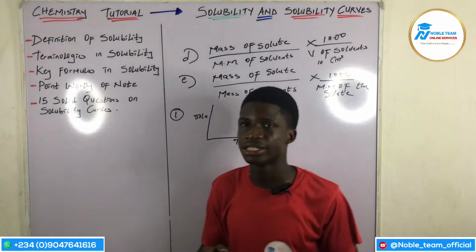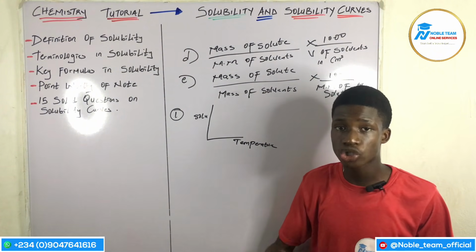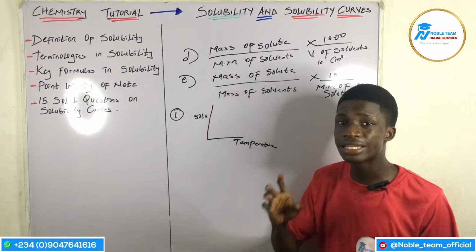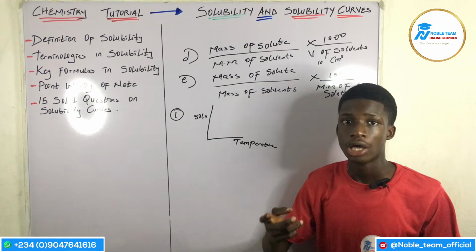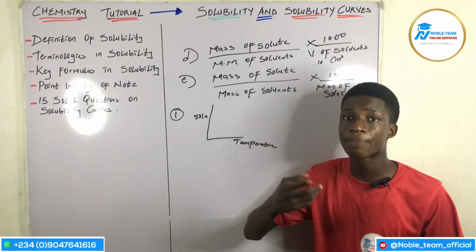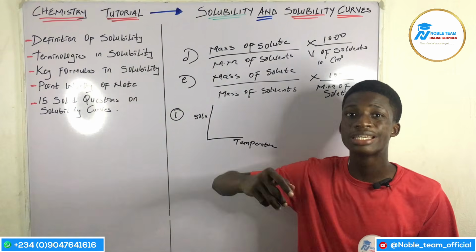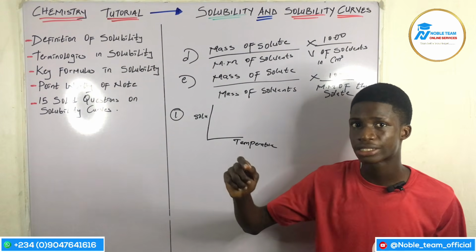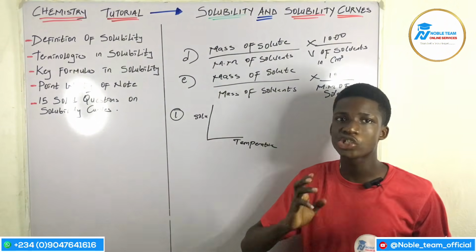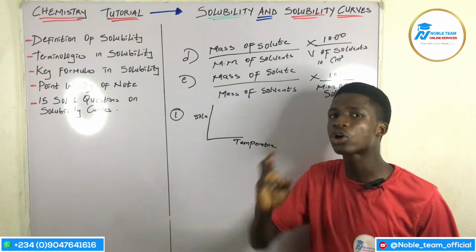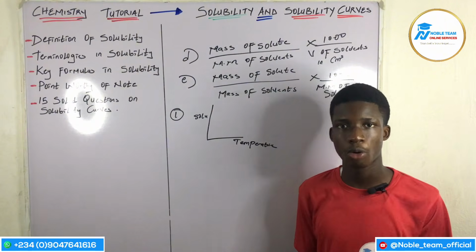The next point is that in solid and liquid, when the solubility increases, the temperature increases. But in gas only, when the solubility decreases, the temperature will increase. This point must be noted. Now the next one is 15 solid questions on solubility curves. Now let's solve question number 1.